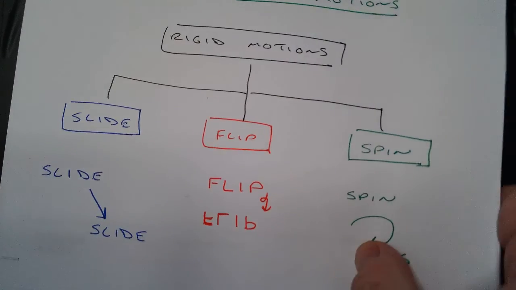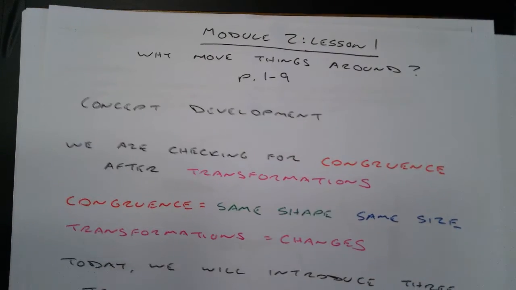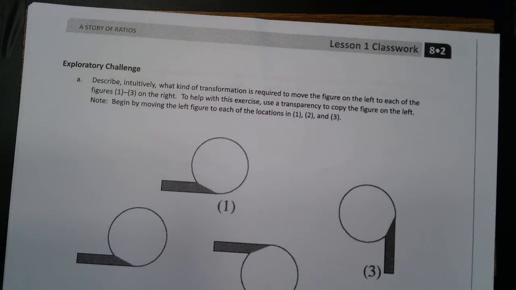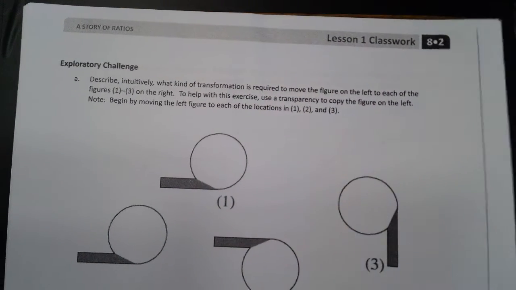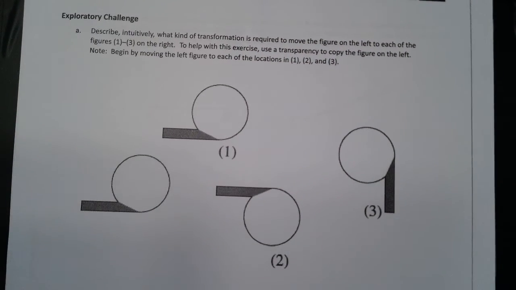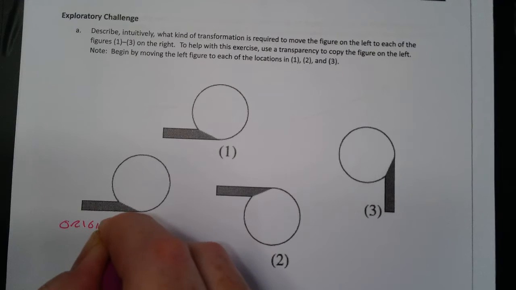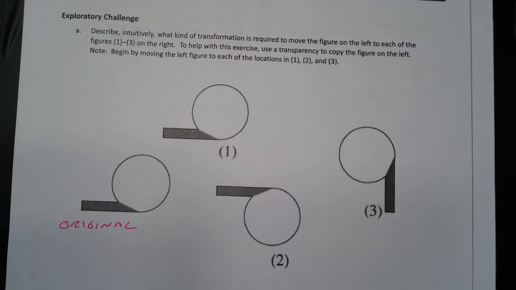Let's practice this a little bit with some activities. So I'd like you to go to page 1 in your math book. It looks like that with the four wheels. And we're going to describe what kind of transformations we're using. How do we go from the original, and this is the original right here? How do we change the original to make number 1? How do we change the original to make number 2? And how do we change the original to make number 3?